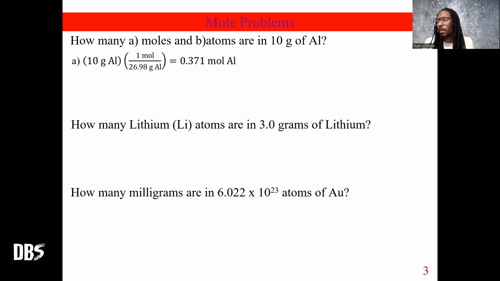First thing, I'm going to convert my grams to moles. Let's break this down here. So y'all got the answer. Great. Let's understand how we got this answer here. So we start off with 10 grams of aluminum.